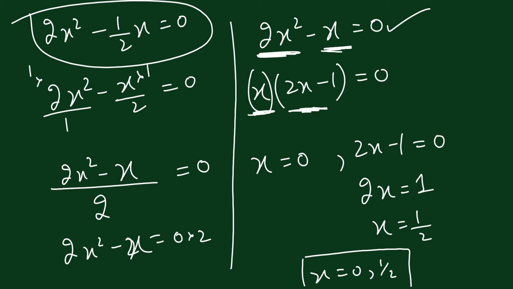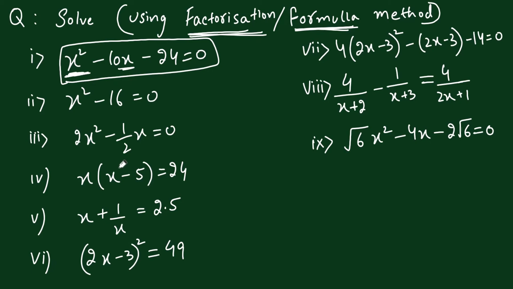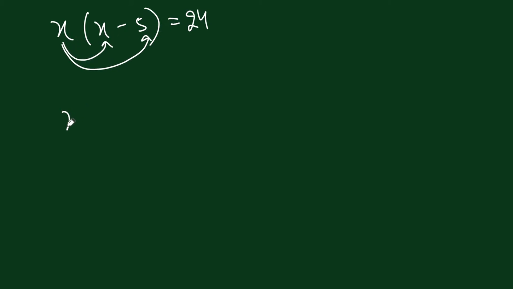Looking at the next question, it's x into x minus 5 is equal to 24. This is also very simple. X is multiplied with the bracket. How many ever terms are in the bracket, multiply x with that. X into x, x into 5. So x into x is x square, x into 5 is minus 5x is equal to 24.